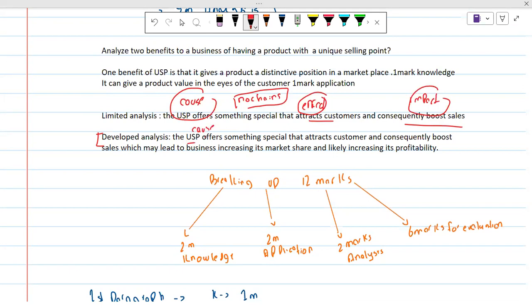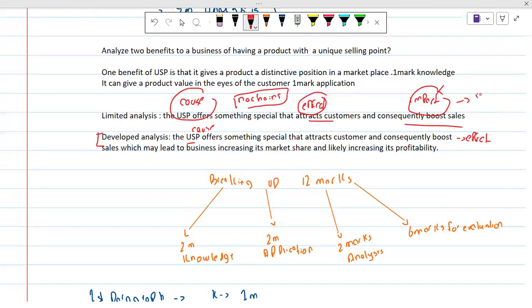Why it is a cause? Because it is basically attracting the customers. So it means that attracted customers, why they are being attracted towards a product, because there is a USP. So that is the reason that the cause is USP, attract customers and consequently boost sales. This is our effect, but there is no impact.